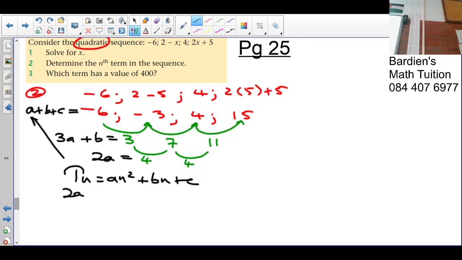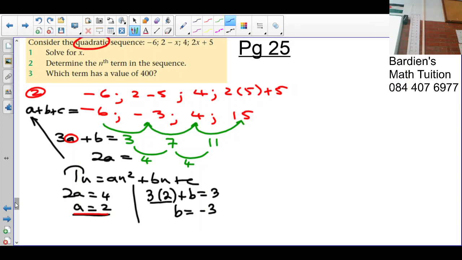So we firstly say that 2a is equal to 4. A is then equal to? We now substitute 2 into a. So it now reads 3 times 2 plus b is equal to 3. B is equal to 3 minus 6 is negative 3. There's your b value. So if you put negative 3 there, I can put 2 in there. So you got a and b. You all agree with that?